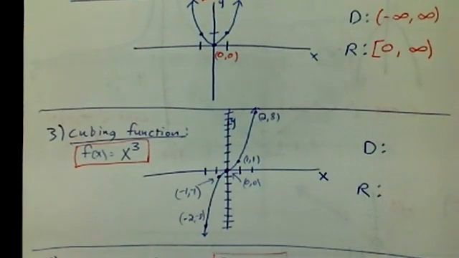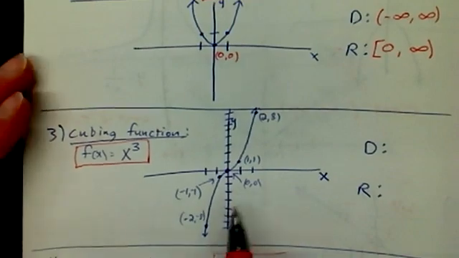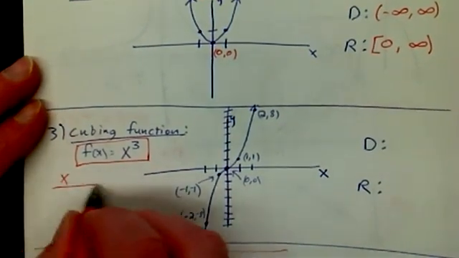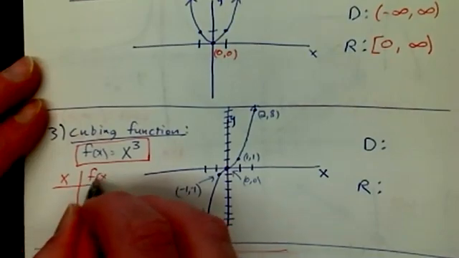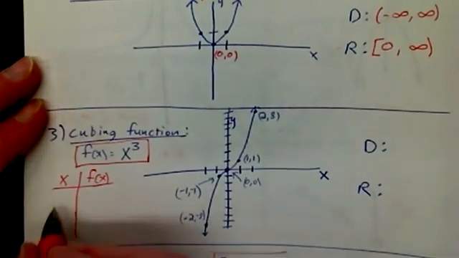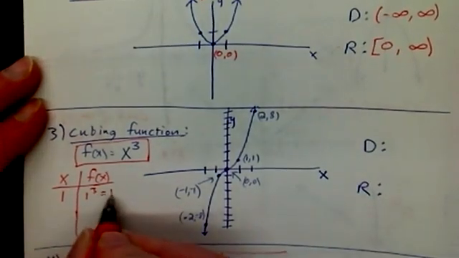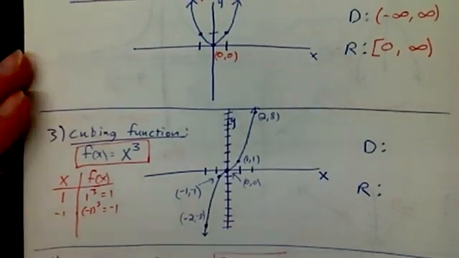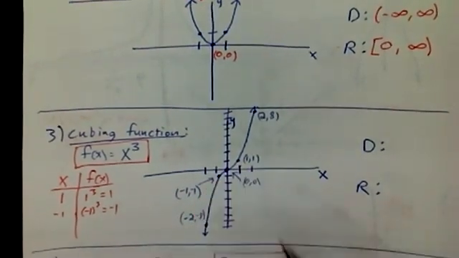f of x equals x cubed, or y equals x cubed. This one looks like this, okay? So you can plug in some points. I'll plug a few in here real fast just to convince you. If I put in 0, 0 cubed is 0, that's no big deal. If I put in 1, 1 cubed is 1. If I put in -1, -1 cubed is -1. That's where these 3 points came from.